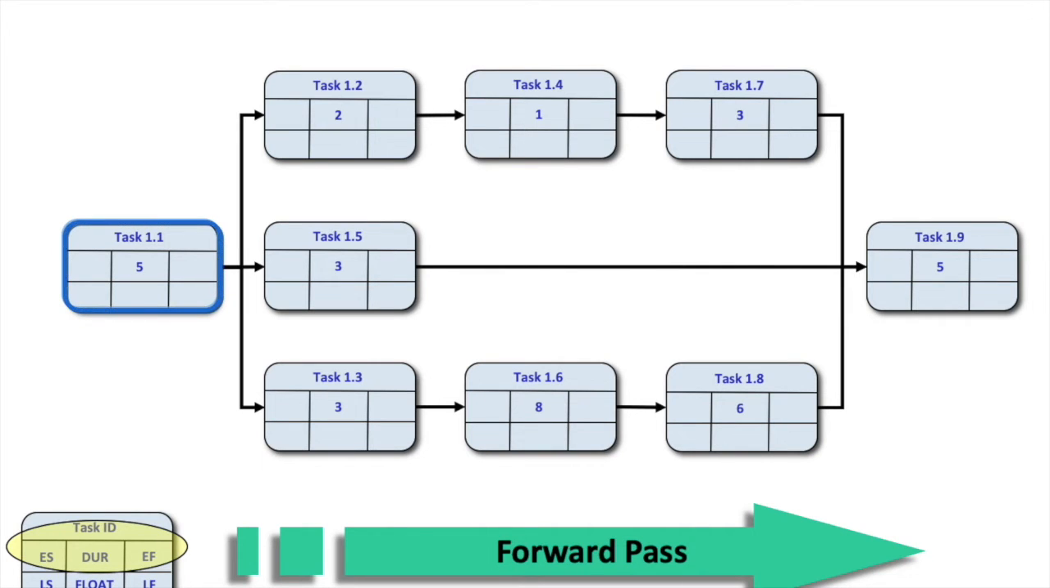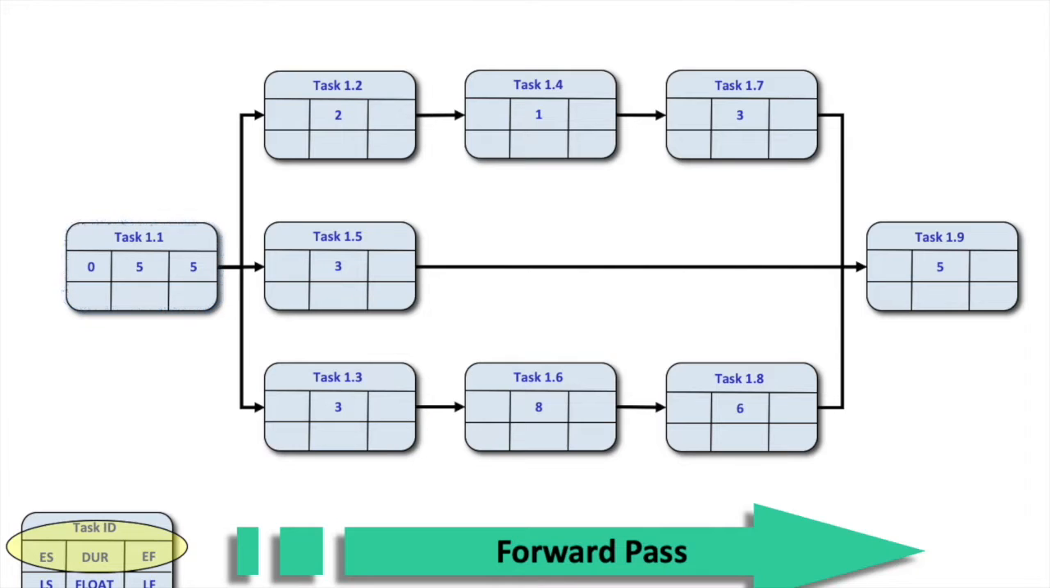Look at task 1.1. I'm just going to put 0. I know mathematically that's not correct, but 0 and 5 will give you 5, and that makes for easy math as we go through. So on task 1.1, the earliest we can finish is 5. Whether it's 5 days, 5 minutes, 5 years, doesn't matter, as long as the durations and time frames you have are consistent, it'll work.